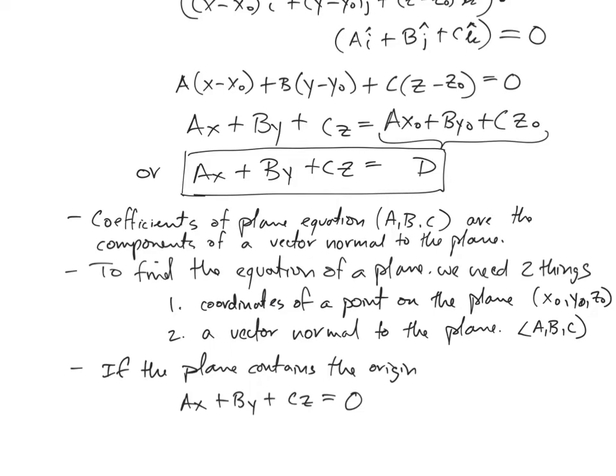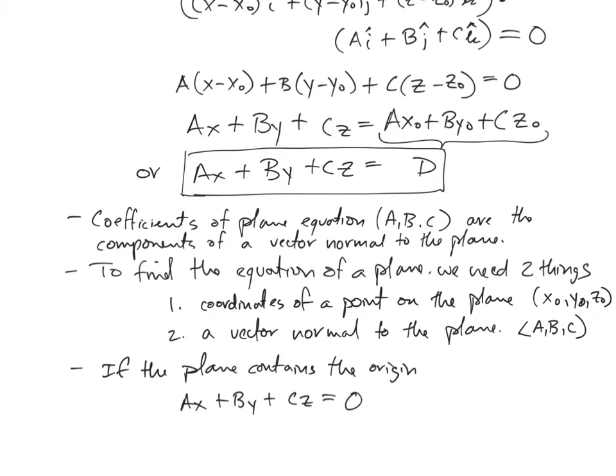Okay, so to find the equation for a plane, you need a point on the plane, and you need a vector normal to the plane. Conversely, if you have the equation for a plane, you already know two things about the plane. You know a vector that's normal to it, and you know a point that's on it. Let me ask you this question. If you have a particular plane in space, would the equation for that plane be unique?